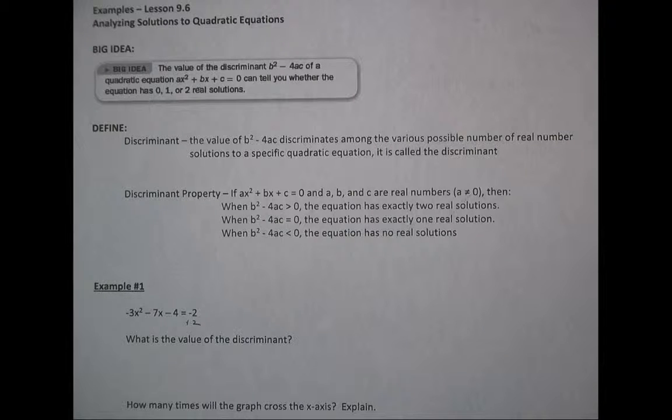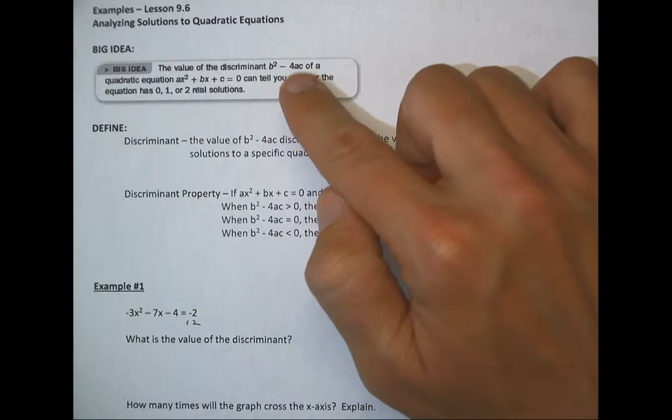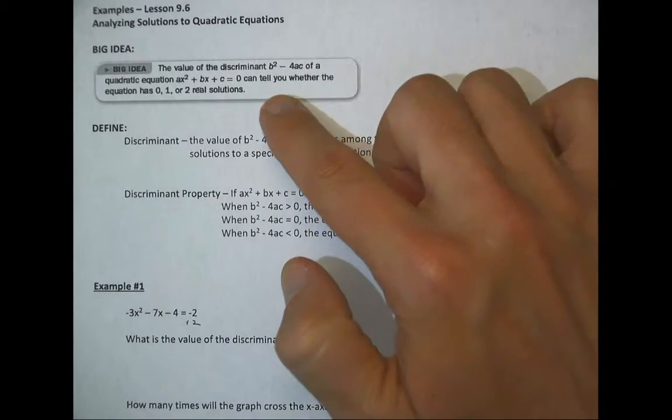So lesson 9.6, we're going to be analyzing solutions to quadratic equations. In lesson 9.5, we introduced the quadratic formula and used it to solve for these quadratic equations. Today's big idea is the value of the discriminant, which is b squared minus 4ac. That was a piece of the quadratic formula.